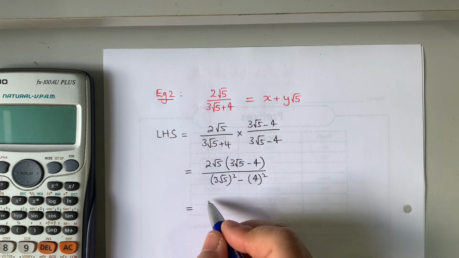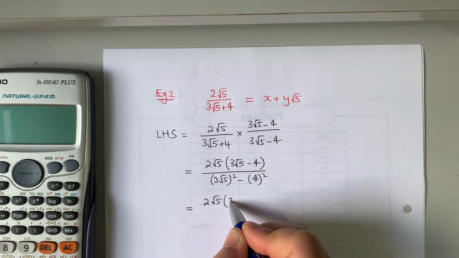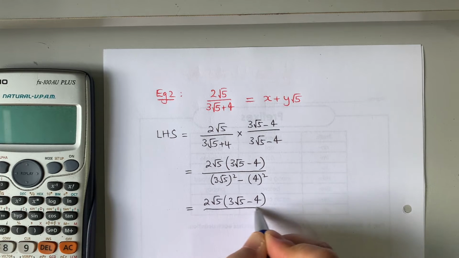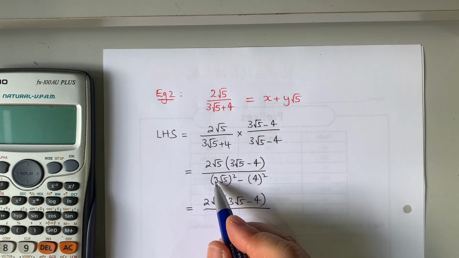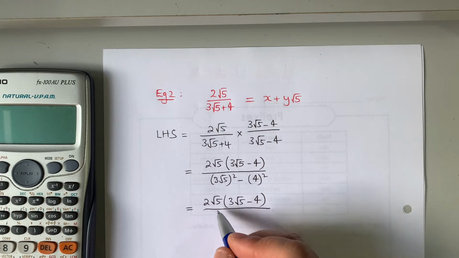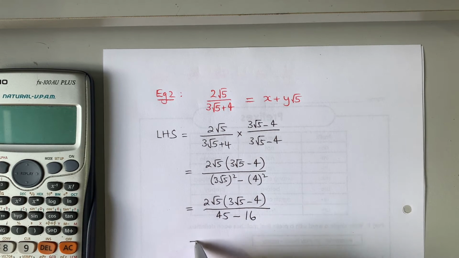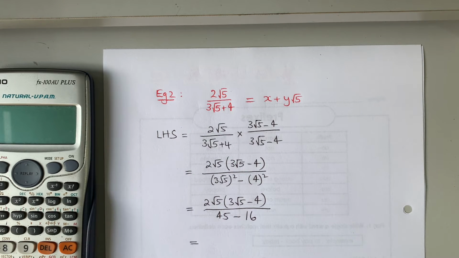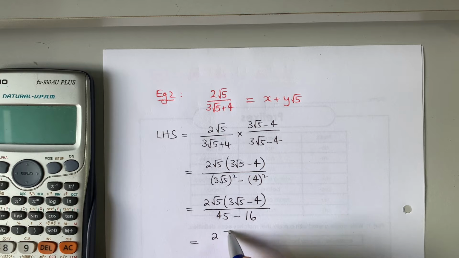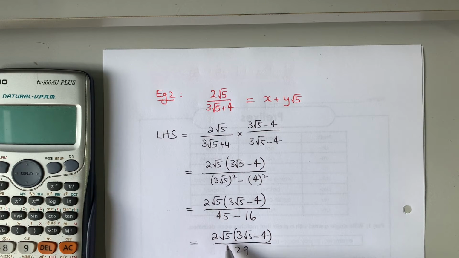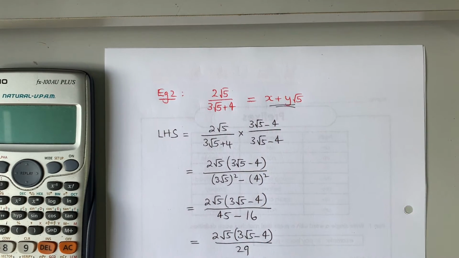So 3 root 5 squared, subtract 4 squared. So 3 root 5, okay, let's write the top. So 3 root 5, so that becomes 9 times 5 when you square that. 9 times 5 is 45, subtract 4 squared is 16. So that will give me 45 take away 16, so 29. 2 root 5 times 3 root 5 minus 4 on 29. So it looks like we can't really cancel anything there, so we have to expand the top so that we can put it in that format.